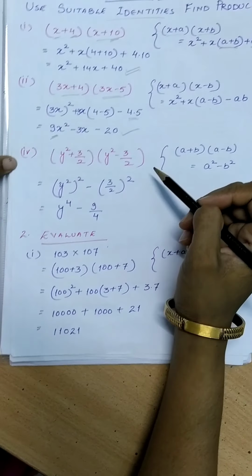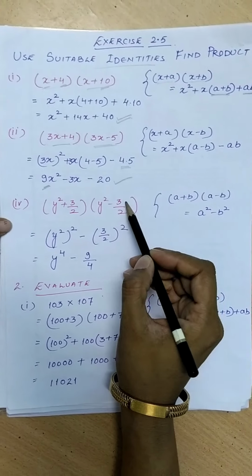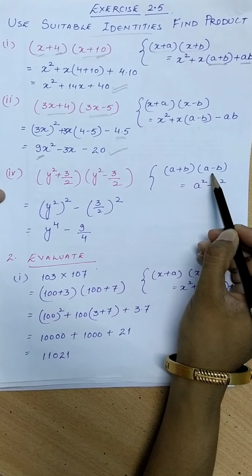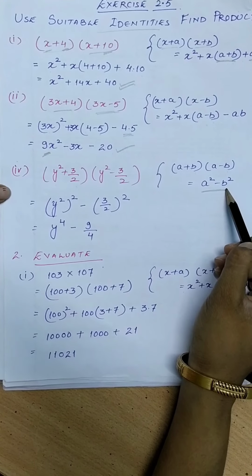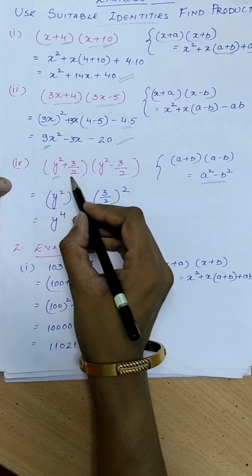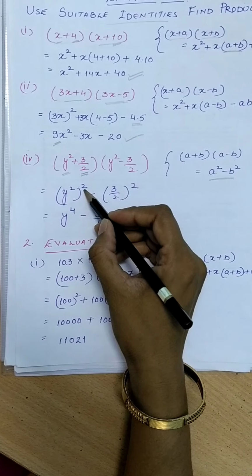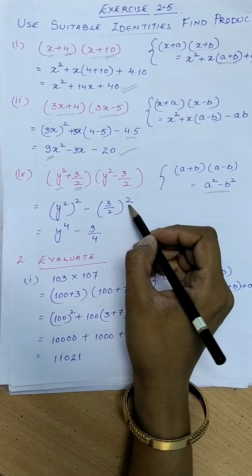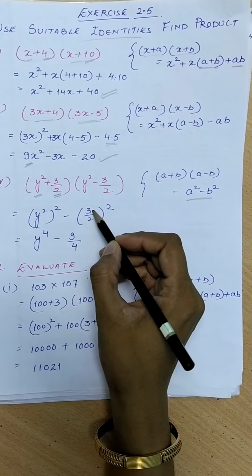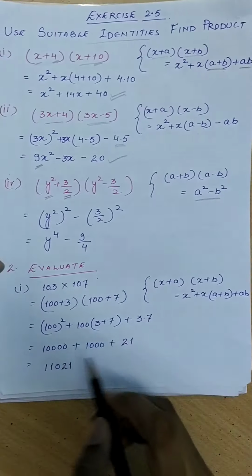And the fourth part is (y square plus 3 upon 2) and (y square minus 3 upon 2). So this is a plus b and a minus b. And what is a plus b and a minus b? It's a square minus b square. So what is a here? A is y square and b is 3 upon 2. So a square means y square whole square and b square means 3 upon 2 whole square. So y square whole square is y raised to the power 4, and square of 3 upon 2 is 9 upon 4.